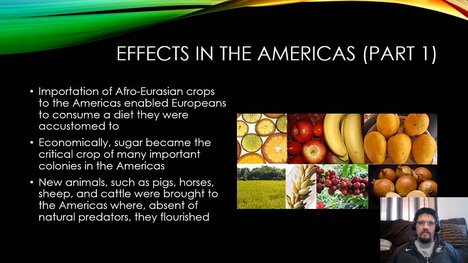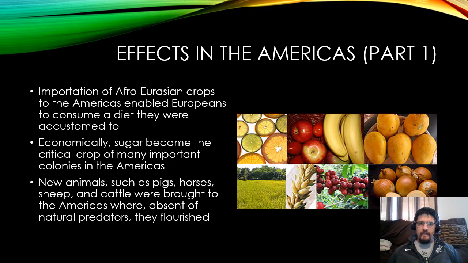Okay, so first let's look at the effects of the Columbian Exchange in the Americas. Why were these crops brought over? Well, for the most part, the non-cash crops were brought over because the European colonists, whether they were Spanish, Portuguese, French, British, Dutch, Swedish, Danish, all of those guys did establish colonies over here. Those crops enabled Europeans to eat a diet that they were accustomed to. They didn't have to shift gears.